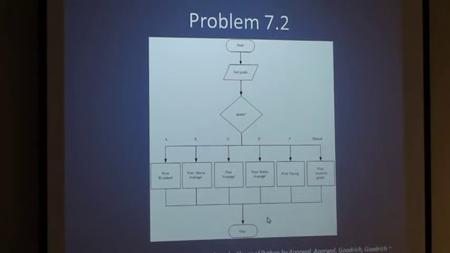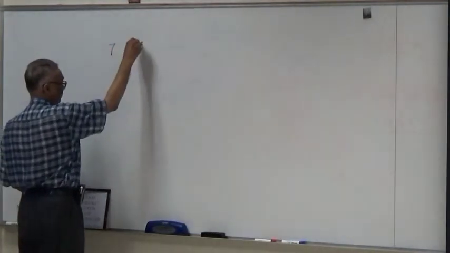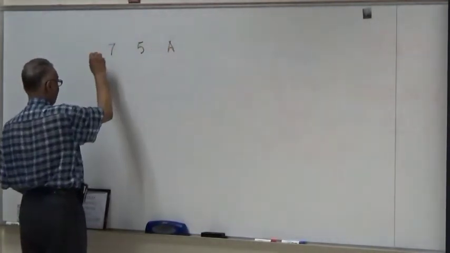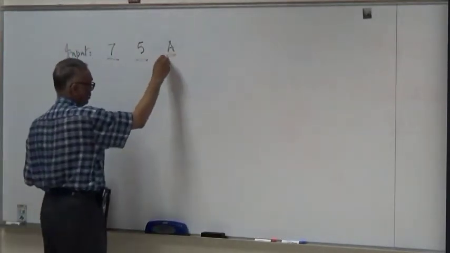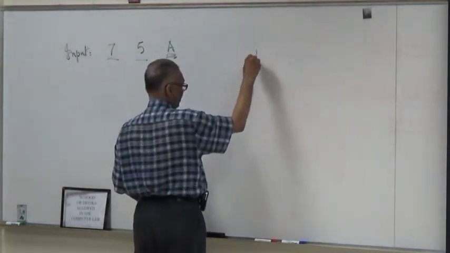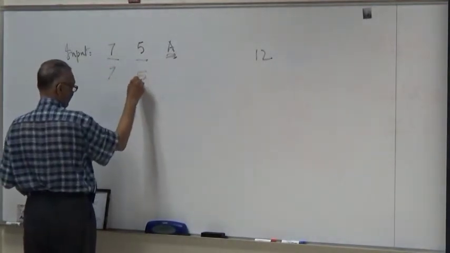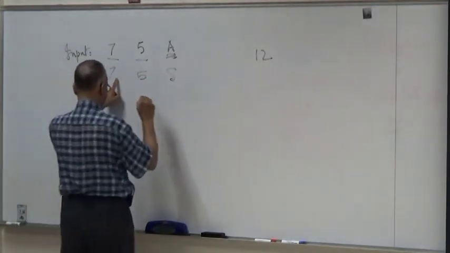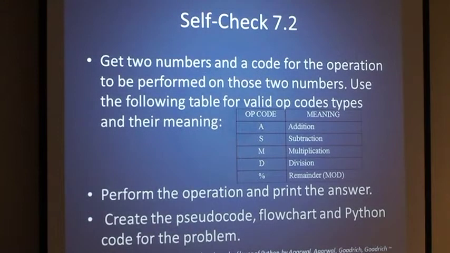Any questions on this? Okay. Now this is a more complex example. Suppose I enter, like a calculator, 7, 5, A. This is my input. I have two numbers and an operation. The output should be 12. This A is for addition. If I enter 7, 5, S for subtraction, you do 7 minus 5 and the output should be 2. So this is a small calculator without graphics, and these codes are explained here.